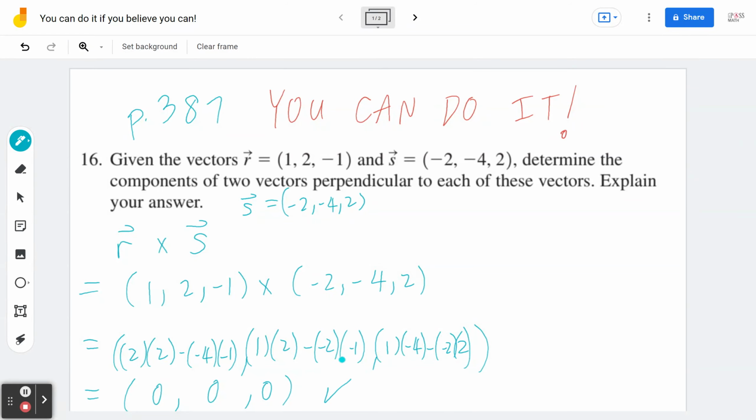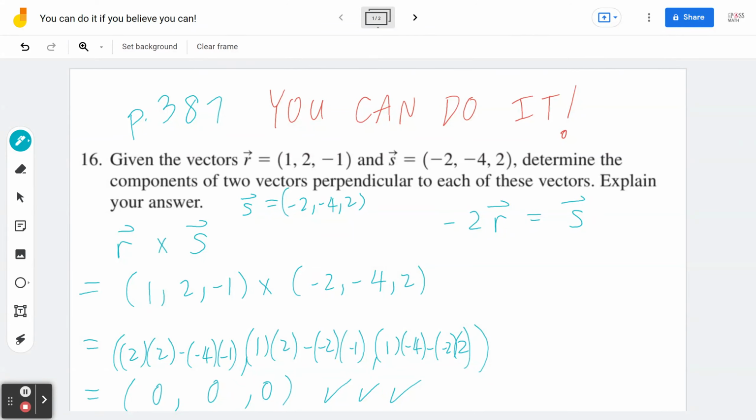Now, again, think about what's happening. How many answers are possible? Because if you really think about 1, 2, negative 1, which is vector r, and you compare this to vector s, which is negative 2, negative 4, 2, you would discover this is a scalar multiple of one another. So if you took negative 2 times vector r, that's going to be equal to vector s. So there are infinitely many answers. 0, 0, 0 is one answer. But of course, you could pick another answer. For example, you could pick any scalar multiple of 0, 0, 0.